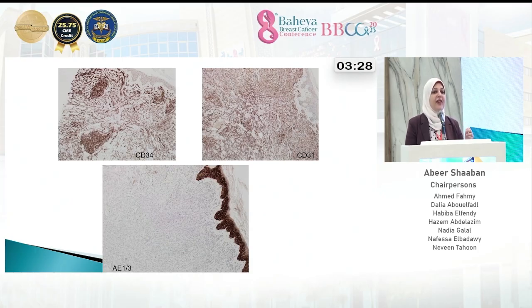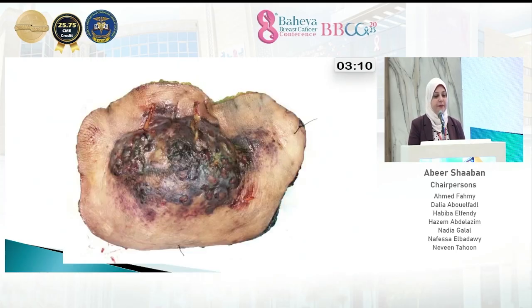So if you have a triple negative cancer that looks a bit odd, anything that looks odd about it, think again and consider it might be something completely different. It might not be breast cancer at all. So think of metastases, think of angiosarcoma, epithelioid type. And this was the lesion when we received it.